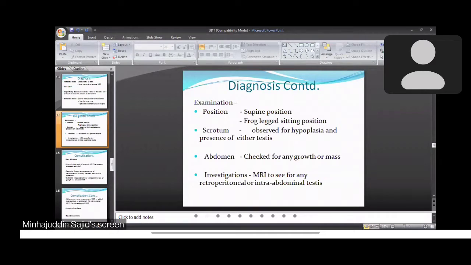Examination, position. The testis can be examined in the supine position. That means the patient lies supine on the bed and the testis is then examined. And in the frog-leg sitting position, when the testis is examined, scrotum observed for hypoplasia and presence of either testis. Abdomen, check for any growth or mass and investigations, MRI to see for any retroperitoneal or intra-abdominal testis.